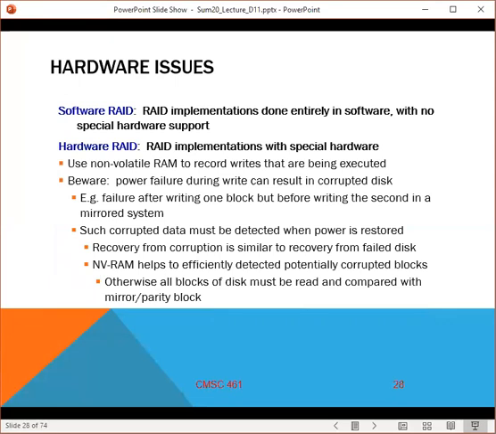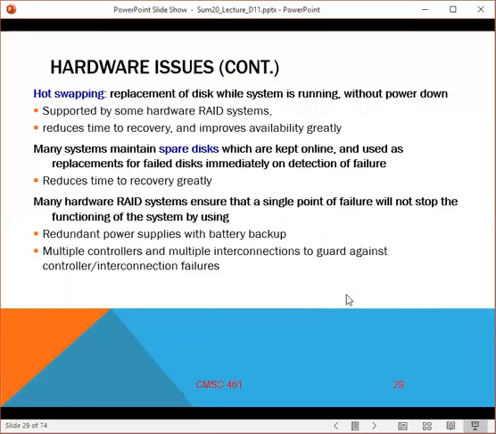So you can also have software RAID, where the RAID is done entirely in software and you don't need any particular hardware. You can also have hardware RAID, but with hardware RAID, a power failure can result in corrupted data on the disk. You also have the ability to do hot swapping, and that's where you replace a disk while the system is running without powering down. And that, of course, is very convenient for maintaining extremely high availability.